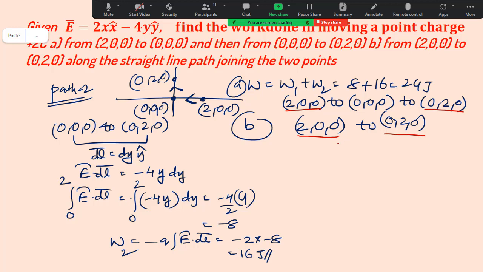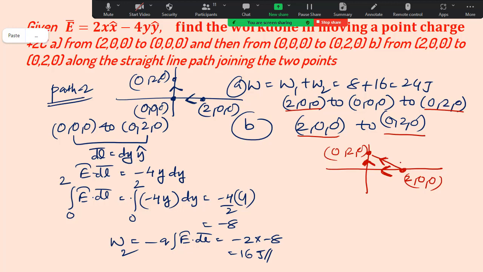Okay, we have to move along the straight line path which is joining these two. That means graphically, if you observe, this is one point, this is another point. In the first case, in bit A, we are moving like this, from (2,0,0) we move to (0,0,0), then (0,2,0). This is the path we have followed in bit A. But now we have to follow along the straight line path. Then what will happen, that is what we have to see.